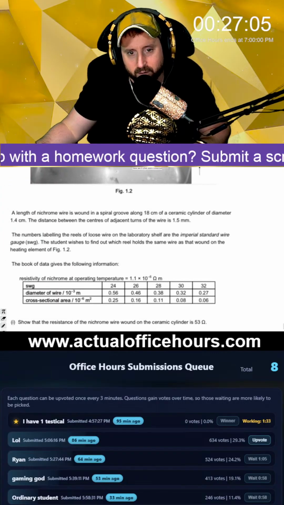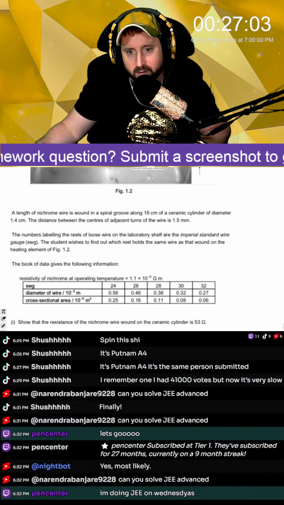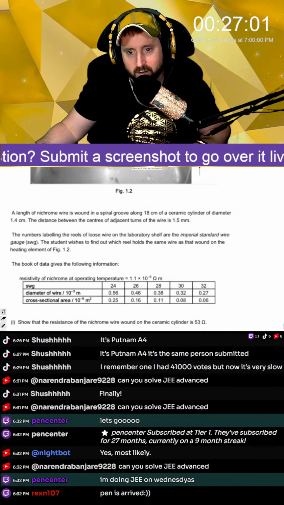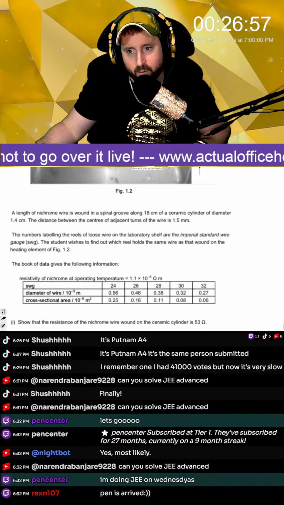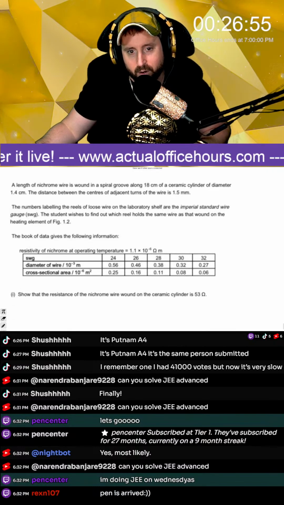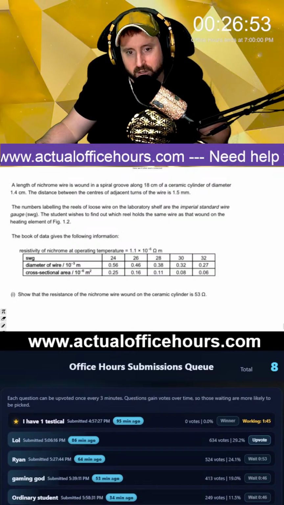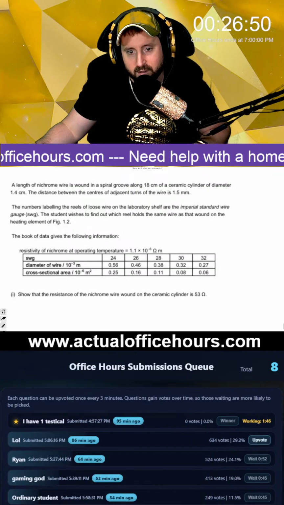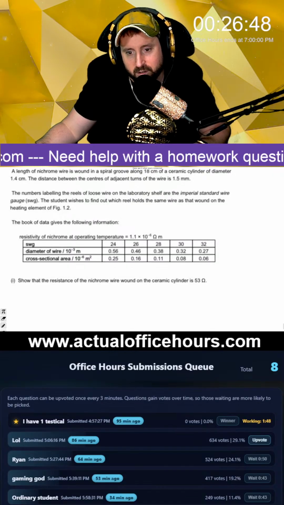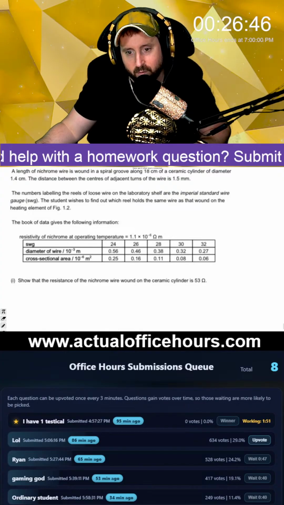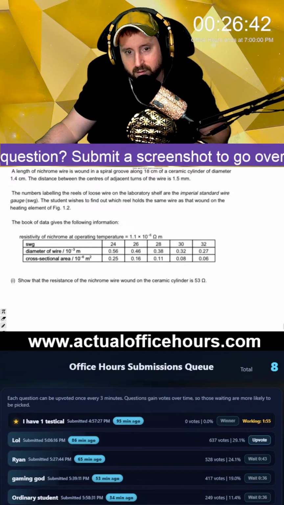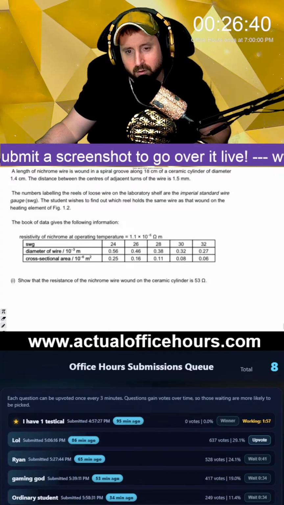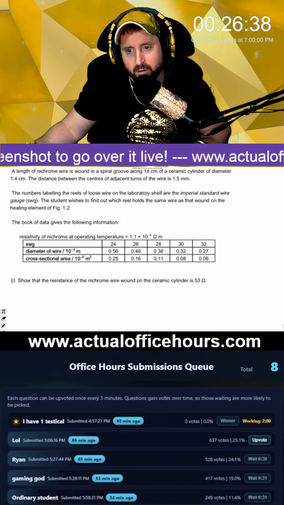There's a lot of stuff going on here. The student wishes to find out which reel holds the same wire as that was wound on the heating element. The book of data gives the following information. This is gauge, I guess. Diameter, cross section. Show that the resistance of the nichrome wire wound on the ceramic cylinder is given by the resistivity of nichrome and operating temperature.